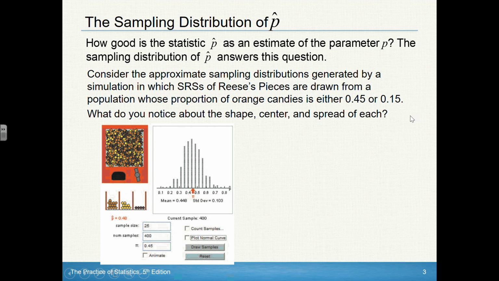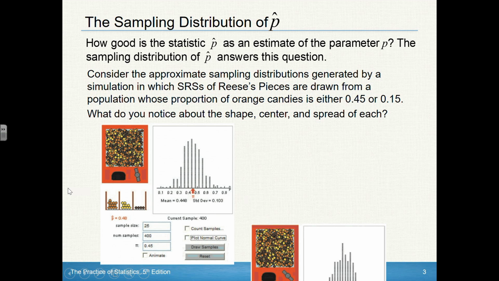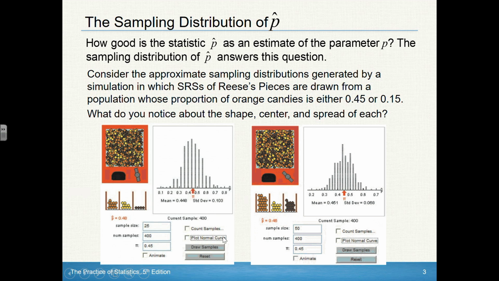Well, if we look at the one on the left, we have sample size 15, and we have 400 samples. What we see down here, this 0.45, is the proportion that we're referencing. You see that it is close to the true proportion, and it's fairly spread out. Now, if we increase the sample size from 25 to 50, you'll notice that you're still centered at the true proportion, so they're both unbiased estimators, but the one on the right, where sample size was 50, is much less spread out.